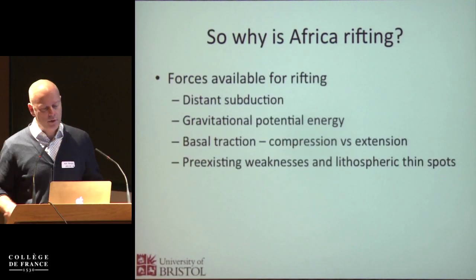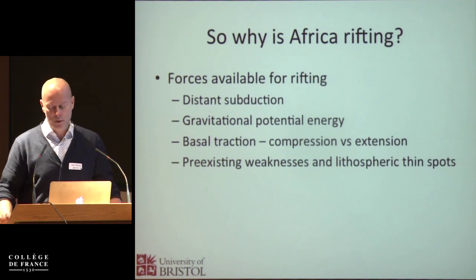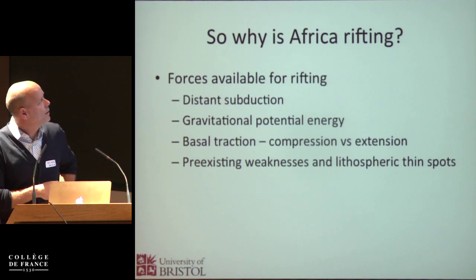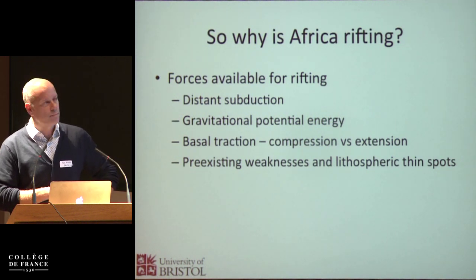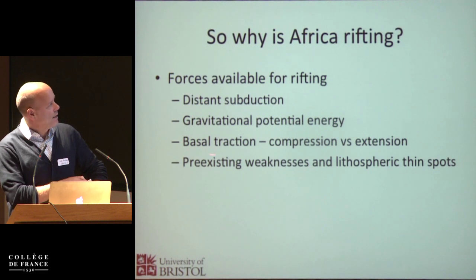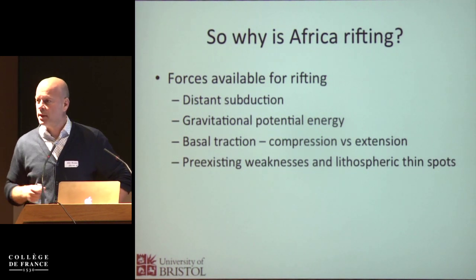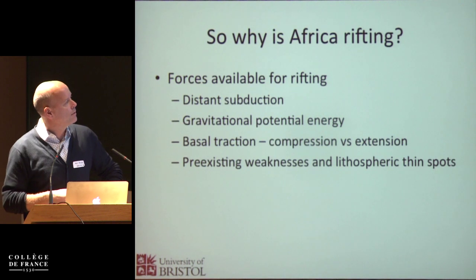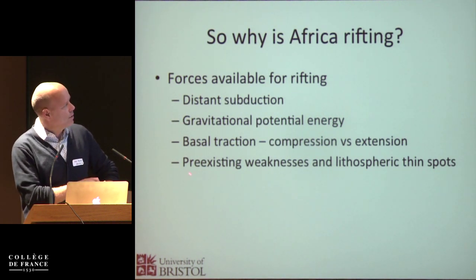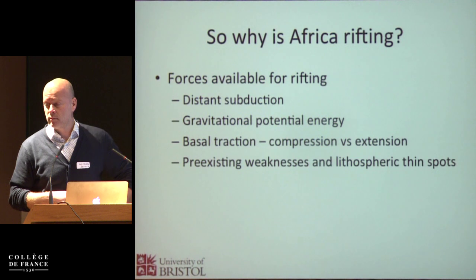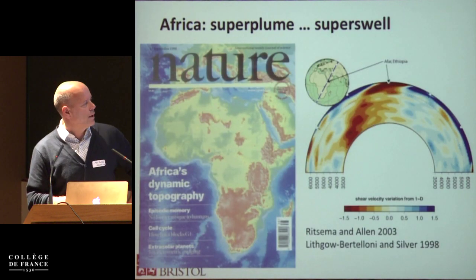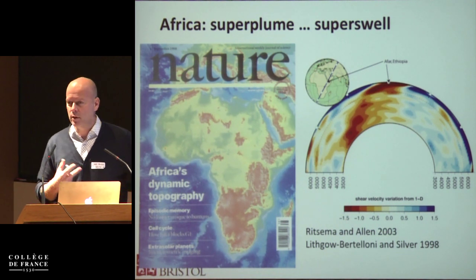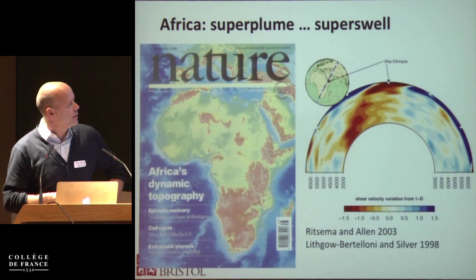So why is Africa rifting? What forces are available? Well, there are distant forces, which are probably quite weak. Gravitational potential energy, which I'll say a few words about, but not too much. Ideas of basal traction associated with density-driven flow from the underlying mantle. And then there's obviously the contributing effect of pre-existing weaknesses and lithospheric thin spots. So Africa, which was mentioned a few times yesterday, is quite a unique continent. It's not moving particularly quickly in an absolute plate motion sense.